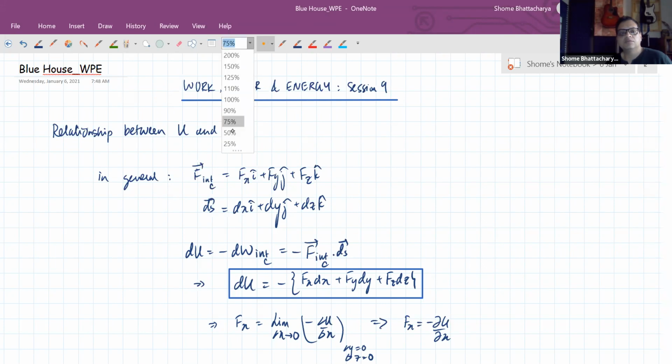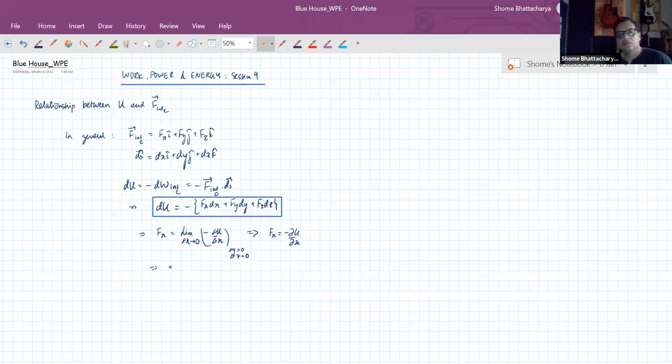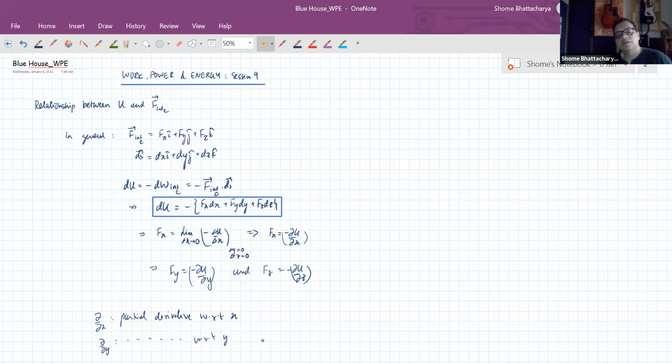And similarly, by similar logic, Fy becomes minus del u by del y, and Fz becomes minus del u by del z, where these are called partial derivatives. So the term del by del x is the partial derivative with respect to x, and del by del y is the partial derivative with respect to y, etc. This is just a quick recap of what we had discussed in the last lecture.